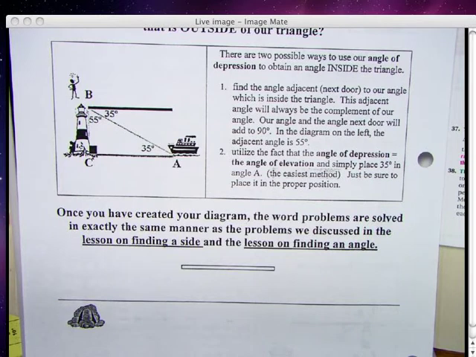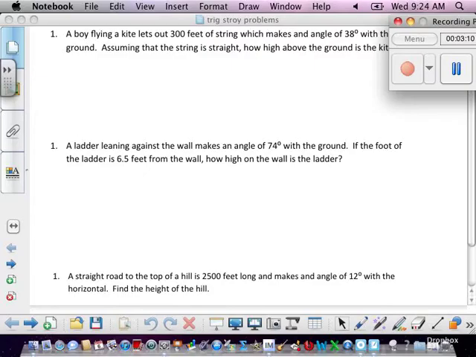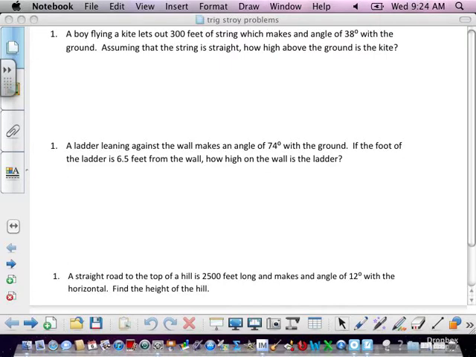Once you've created your diagram, the word problems are solved in exactly the same manner as the problems we discussed in the lessons for finding sides of a triangle. Okay, so now we're going to use this information to be able to do our word problems. All right, so we are going to do a couple of these problems. We're going to start with number 1. So for all of these, you're going to want to draw a picture.